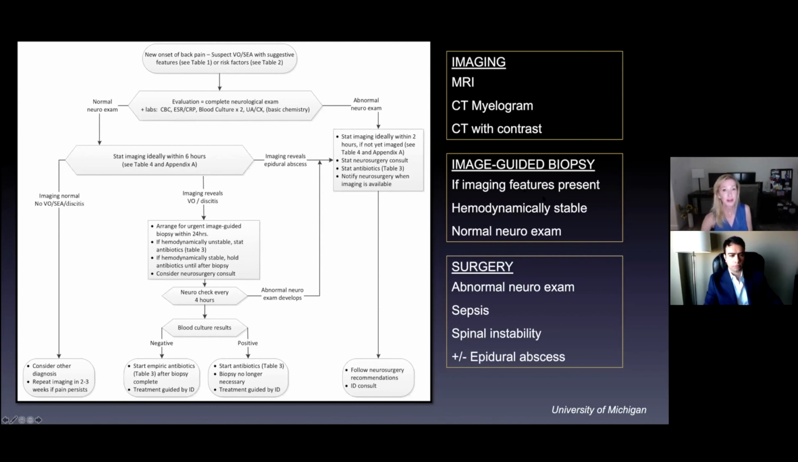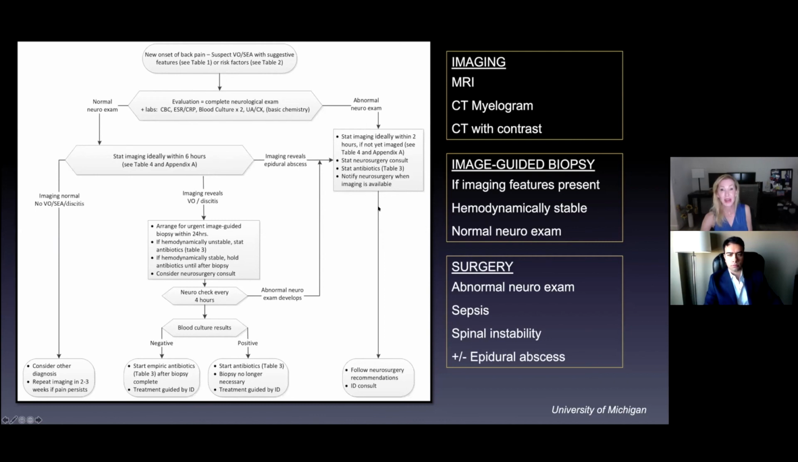I'm going to do an image-guided biopsy if it looks like there could be infection. If it doesn't, I'm not going to, because any procedure can hurt a patient. We're not going to just do it randomly. If they're hemodynamically stable, yes; if not, I'm sending them to neurosurgery. And if they have a normal neuro exam; if they're not normal, then I'm sending them to neurosurgery.